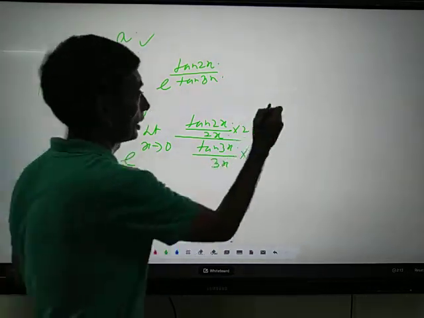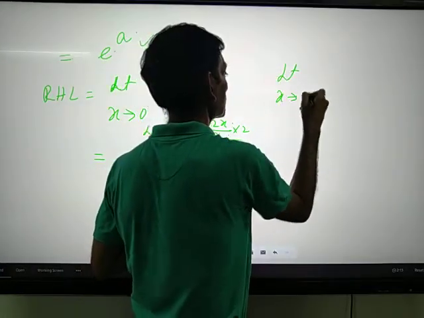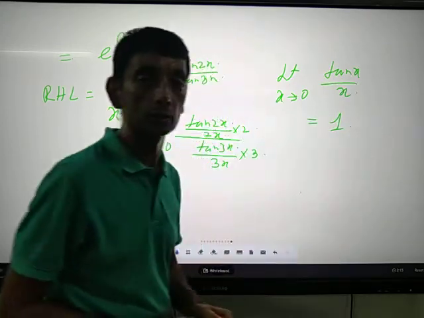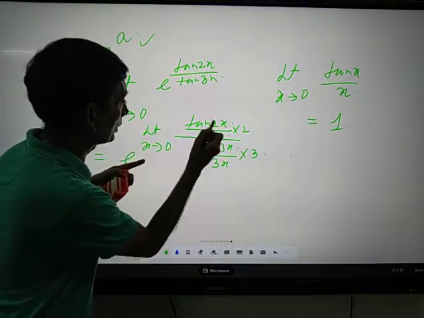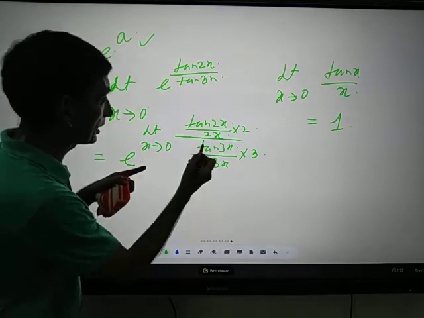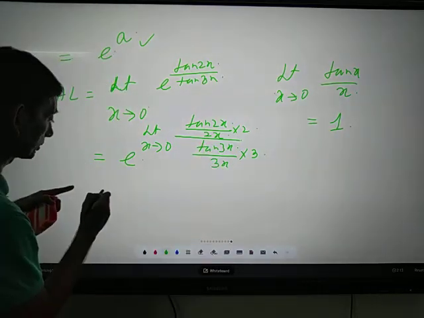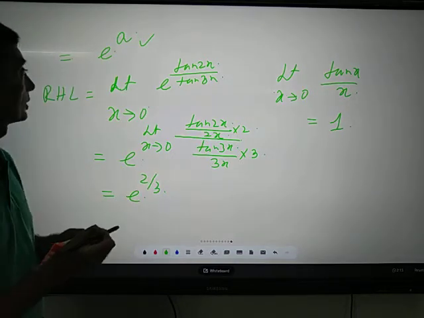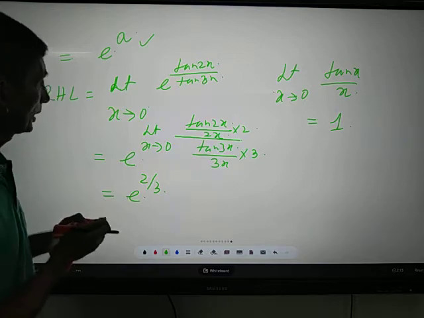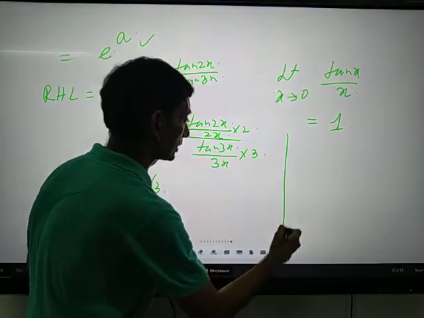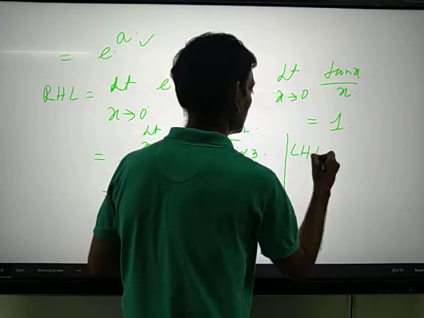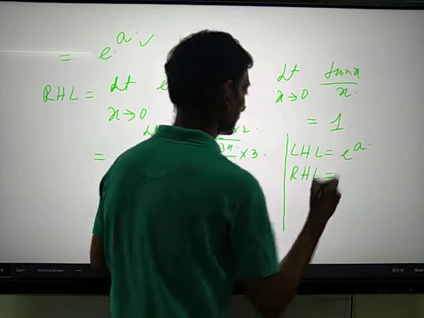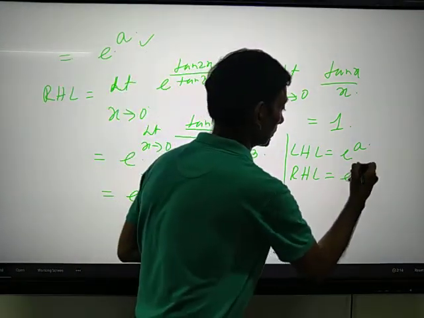But we know that limit x approaches 0, tan x by x is always equal to 1. So as x approaches 0, tan 2x by 2x is equal to 1 and tan 3x by 3x is also equal to 1. So this gives us e to the power 2 by 3. We got the right hand limit equal to e to the power 2 by 3. So the left hand limit is e to the power a, and the right hand limit is e to the power 2 by 3.